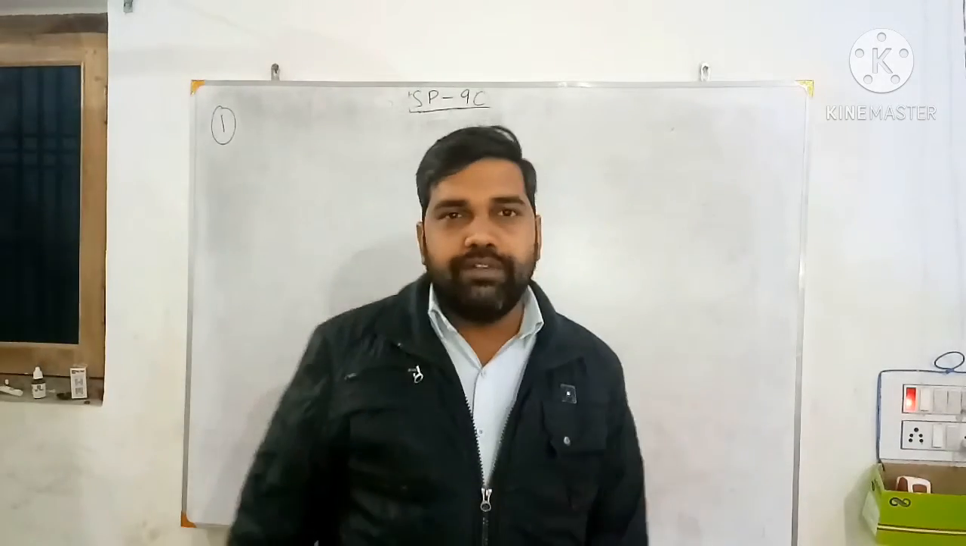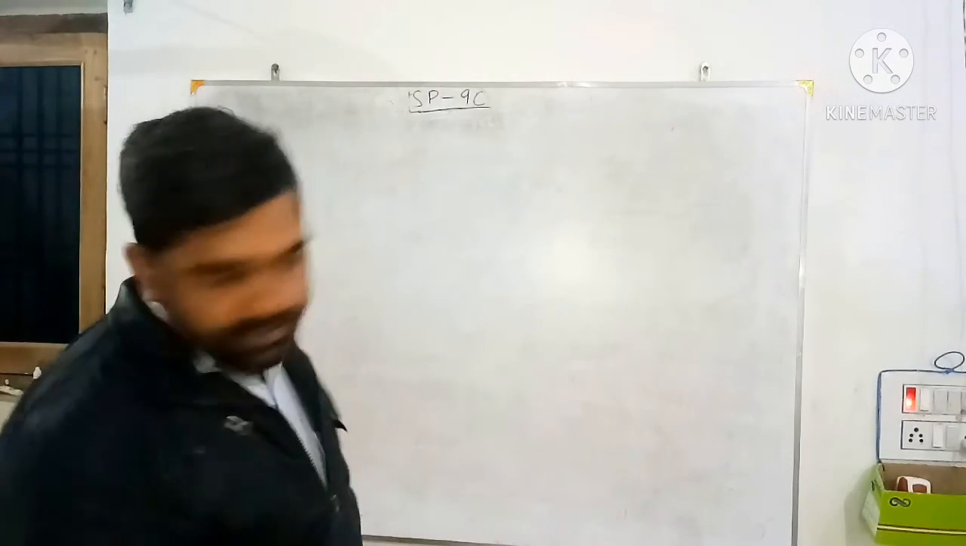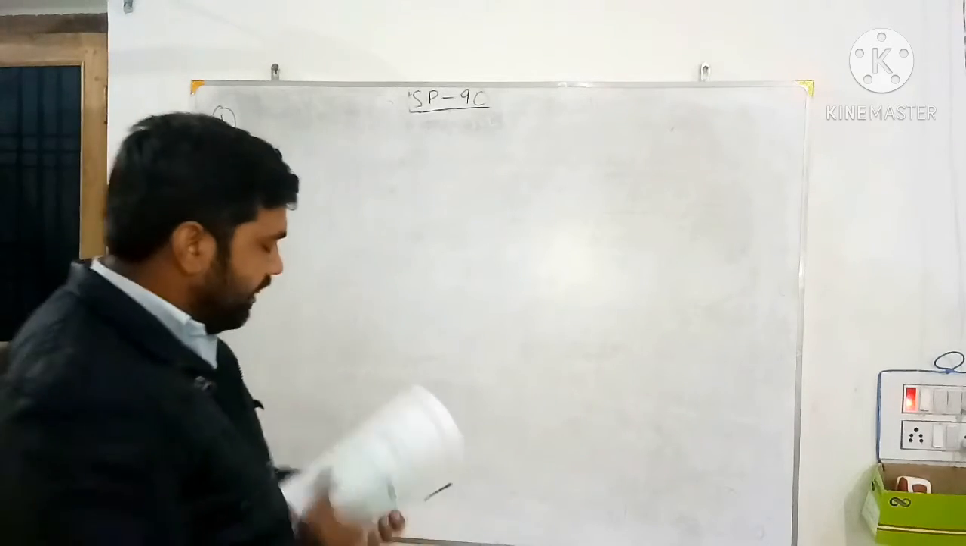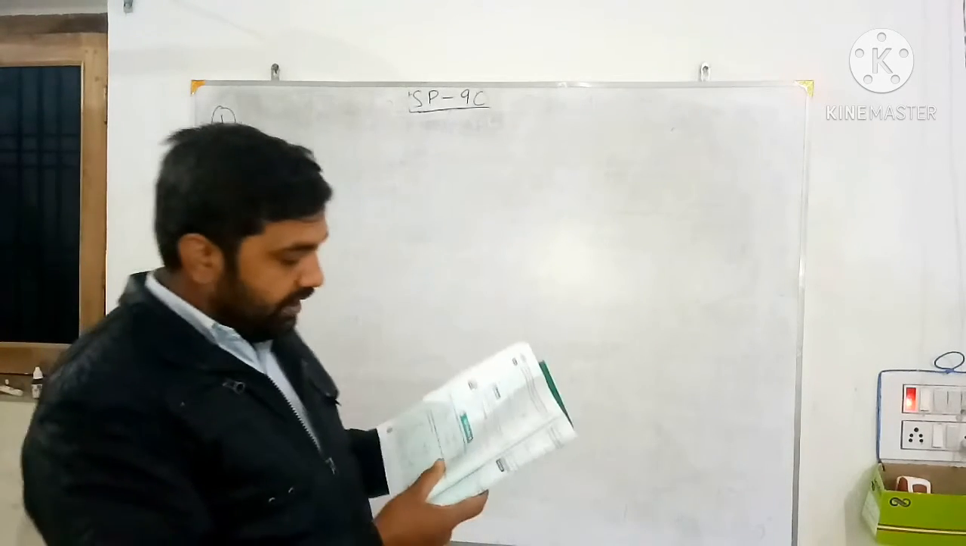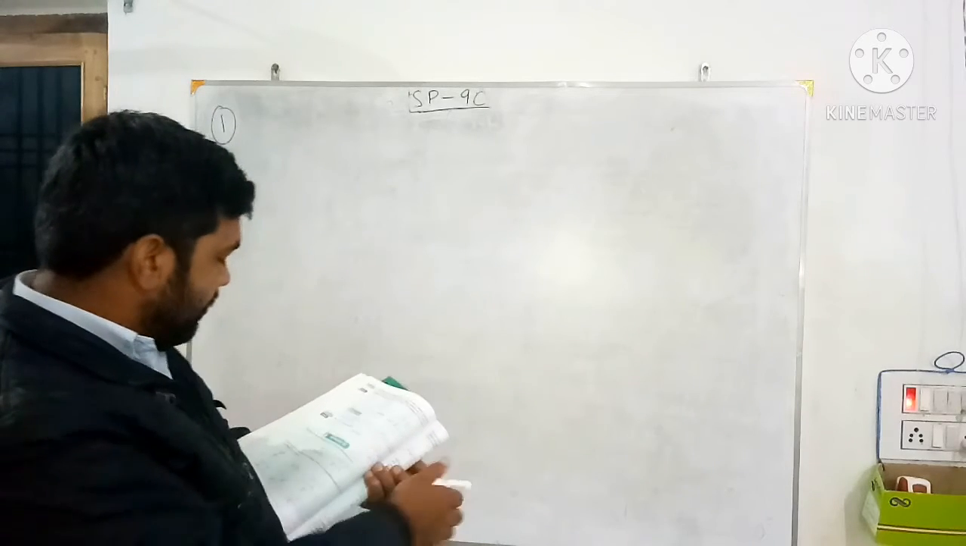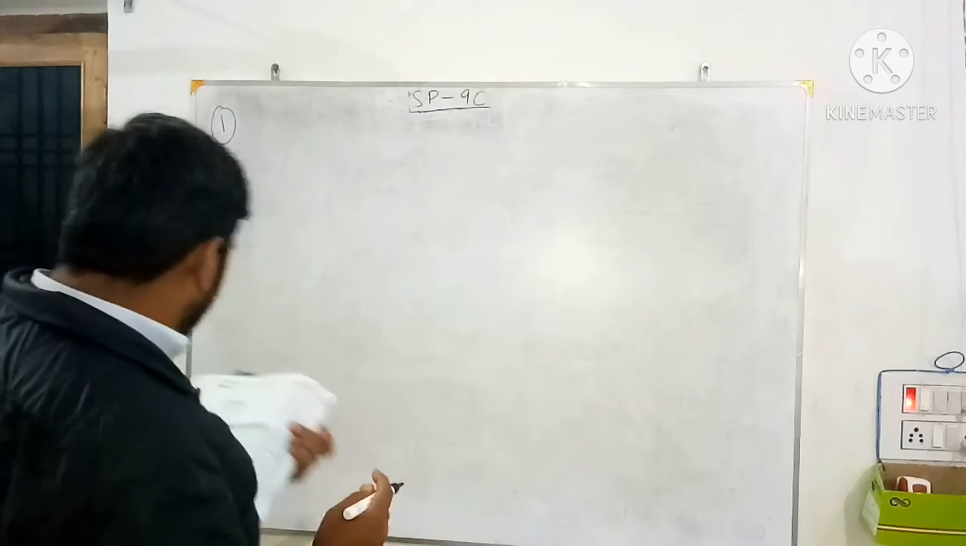Hello students, so today we'll continue self practice 9C. See the first question. Using the property of corresponding angles, find each of the lettered angles and give reasons. So we have to quote the reasons also.